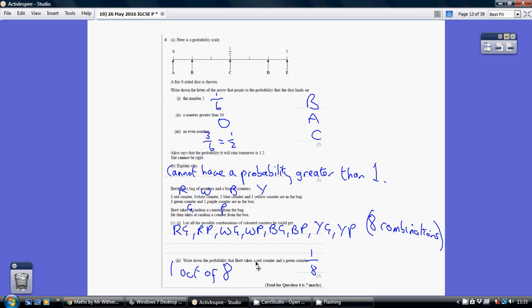Now write down the probability that Brett takes a red counter and a green counter. So it's this option here, the red and then a green. Well, that's 1 of the 8 possible combinations. It's 1 out of 8, so that's an 8th.